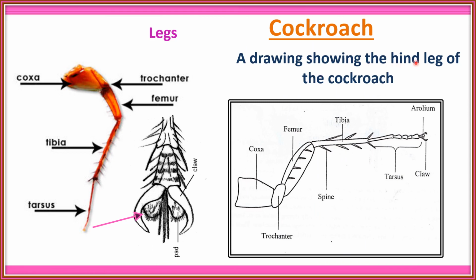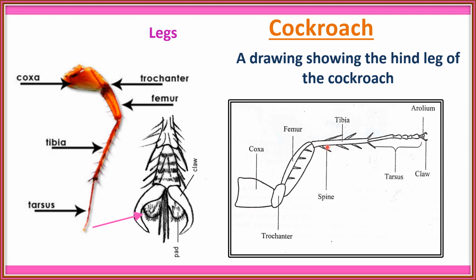Draw a drawing showing the hind leg. So when you draw your hind leg, this is how you draw it. You draw the coxa. After drawing the coxa, then you put there the trochanter. Then you put the femur. And then from the femur, you go to the tibia.